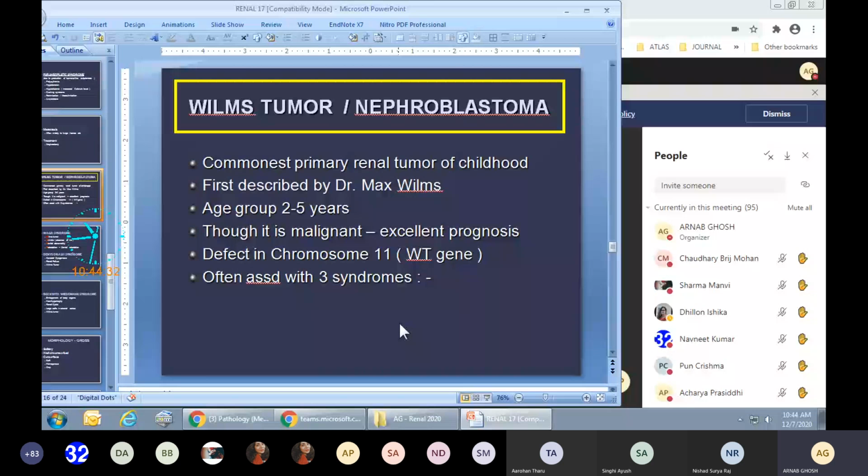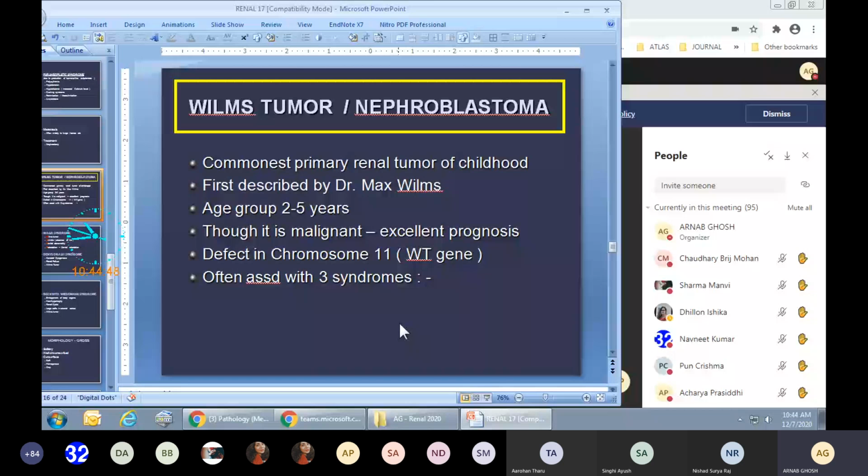That is Wilms tumor or nephroblastoma. This again is very, very important. It often comes as a short note. This is the commonest primary renal tumor of childhood. This is a malignant tumor, but it is seen in children. Don't get confused between these two.